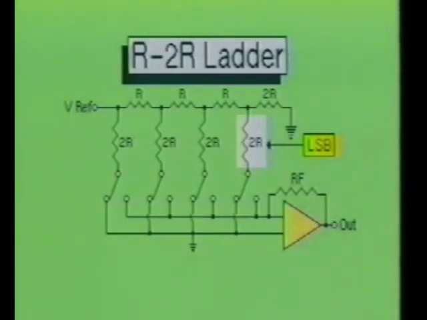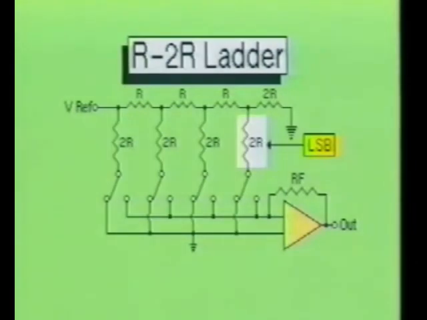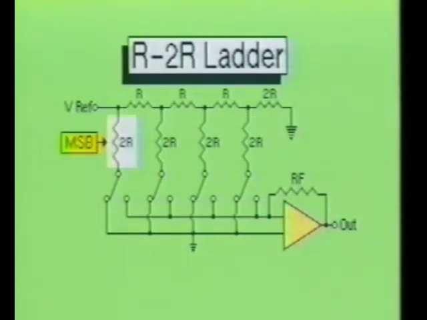Since the 2R resistor furthest from the reference voltage source has the least amount of current flowing through it due to the other series R resistors, it is designated as the least significant bit. And in the same respect, since the 2R resistor nearest the reference voltage source has the highest current flow through it, this resistor is designated as the most significant bit.